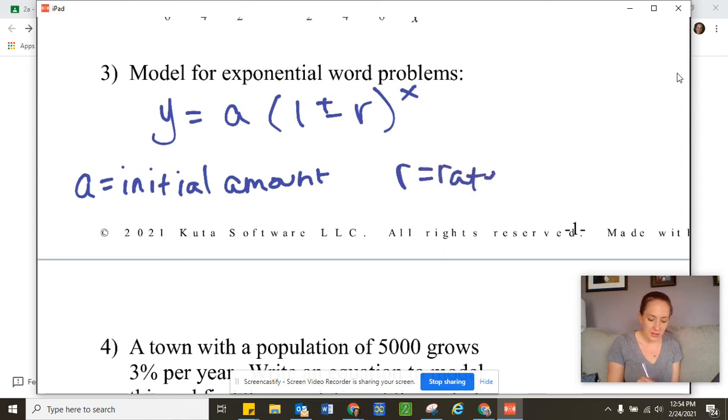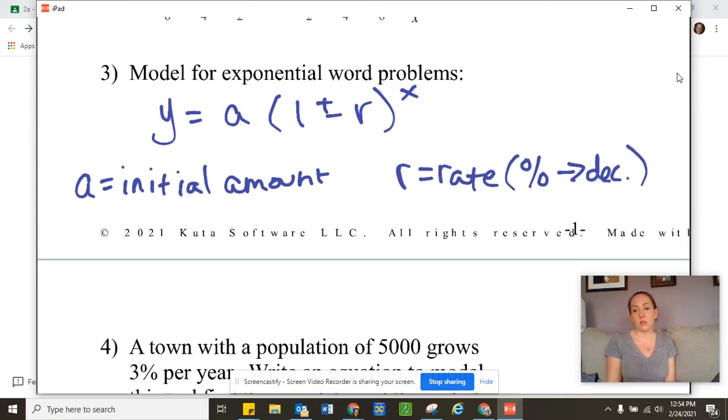is our rate, which is a percent that we are going to transform into a decimal, because to use a percent, in general, you need to transfer it to a decimal. The way to do that is to divide by 100, or you could just think of it like dollars and cents, like percent means per 100.